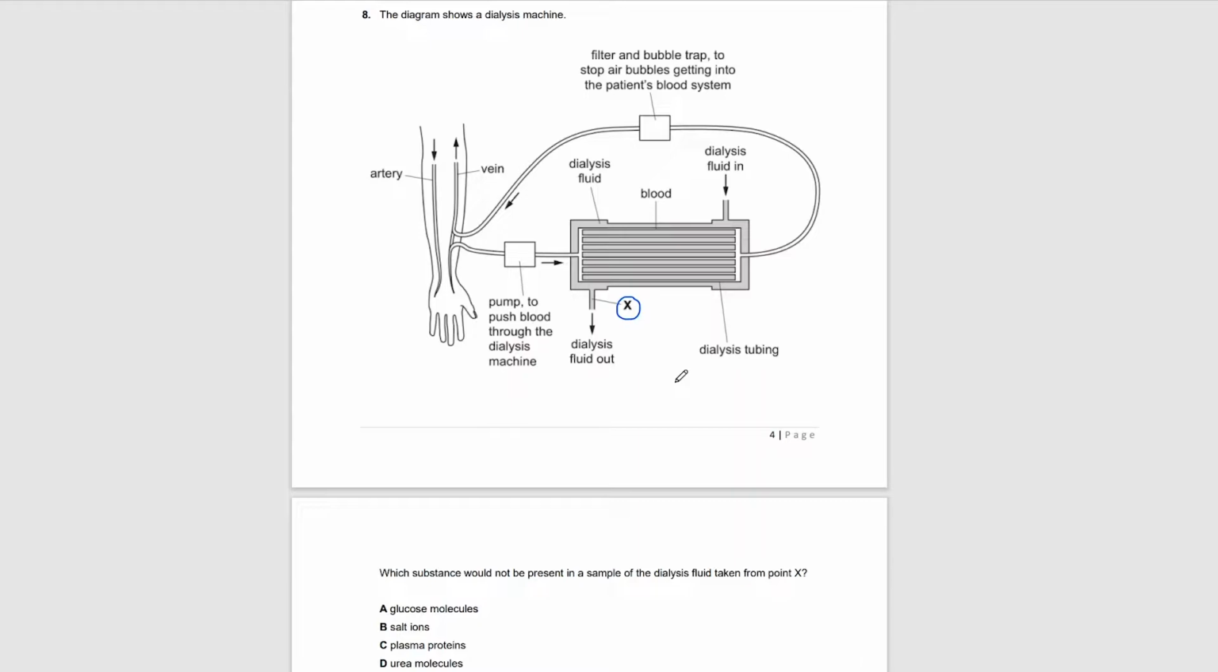Salt ions are also small and soluble molecules. They can diffuse across the membrane. Plasma proteins are big molecules. Proteins are large molecules and they cannot cross the partially permeable membrane. And urea molecules are always filtered by the dialysis machine. So our answer would be C.